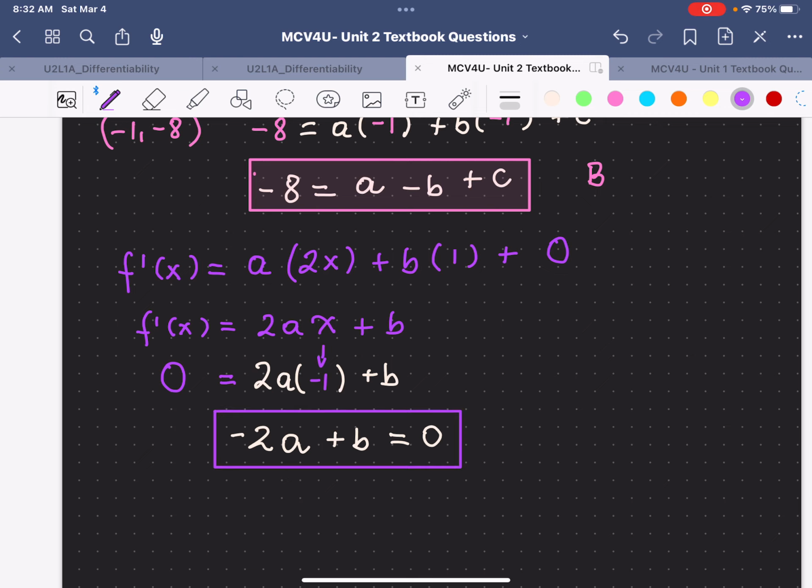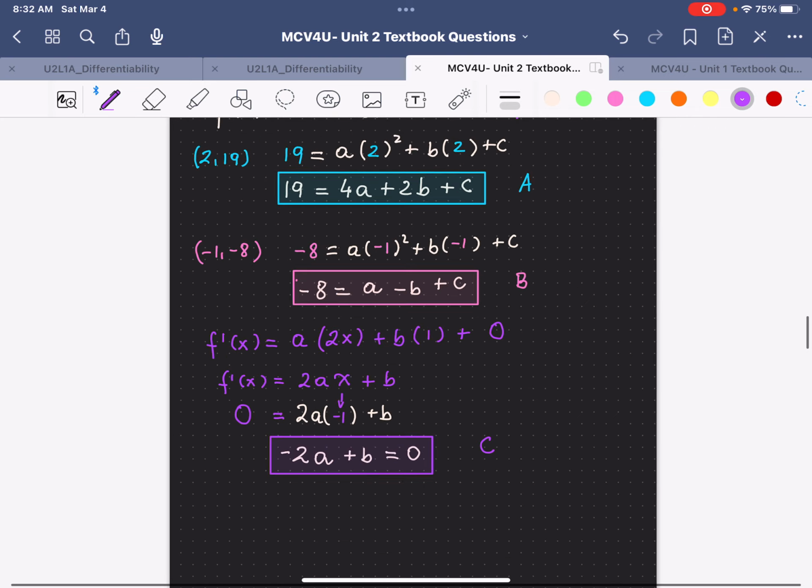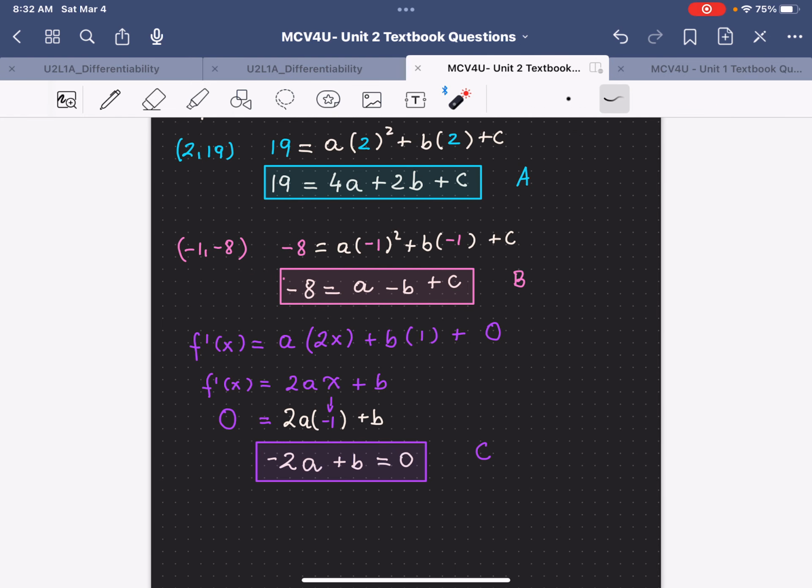This would be our equation C. So as you can see, we have three different equations that relate the coefficients A, B, and C together. And we're gonna use the three equations to find the missing coefficients. And as you can see in here, the last equation only has two coefficients.